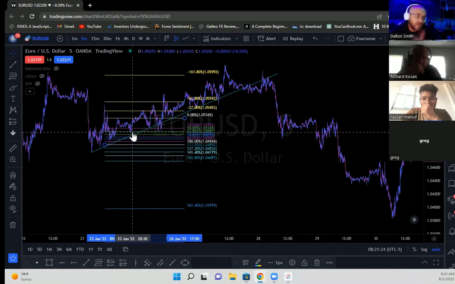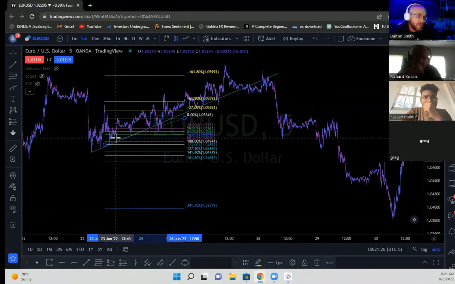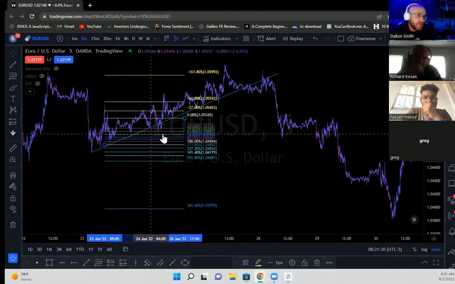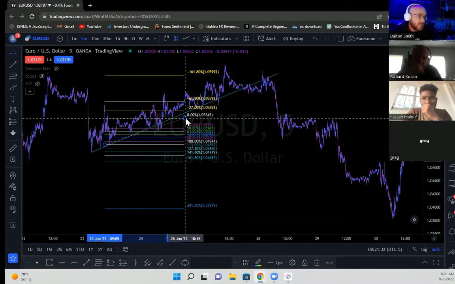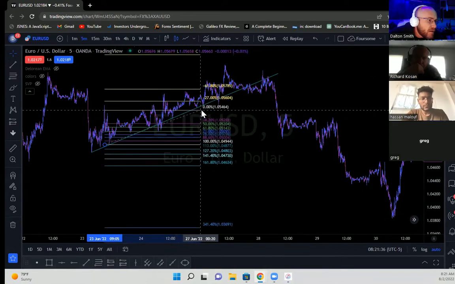To be real honest, I don't take trades at the 50. I wait for it to come back to the 78. This one's a little bit all over the place. Let's move this up just a hair.